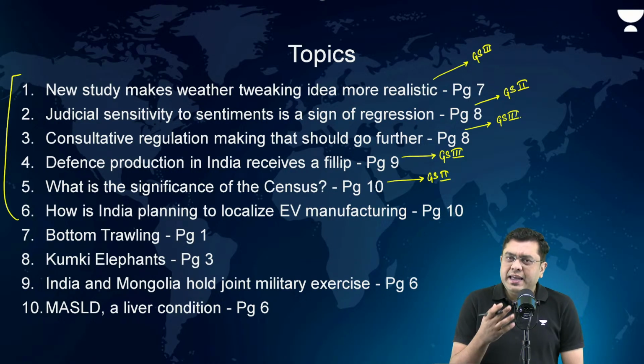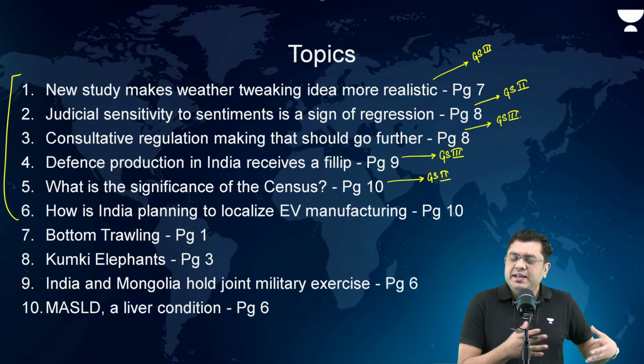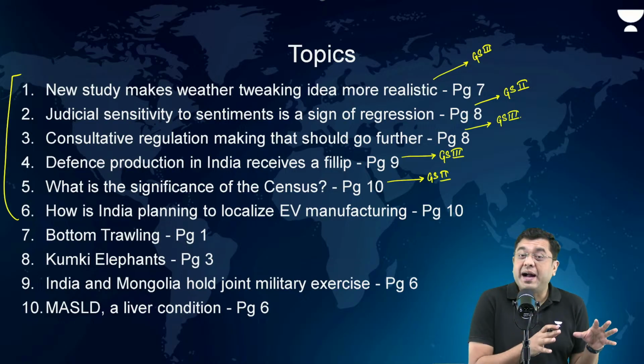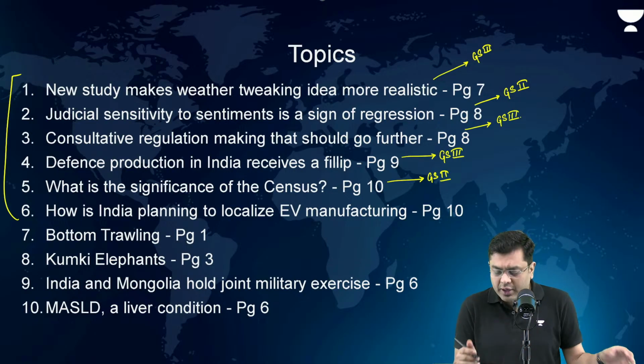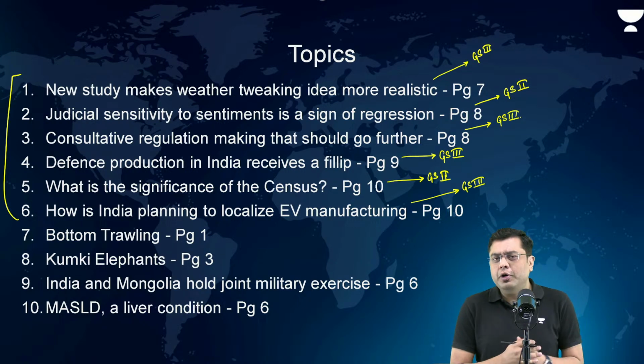The scheme for domestic manufacturing of electric vehicles, the details have emerged. Now, how is it that it can impact the manufacturing in a positive or a negative manner? GS paper 3. Now, after that, some of the articles relevant for your prelims.